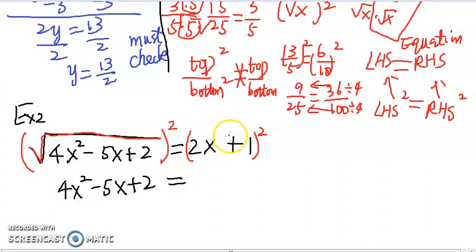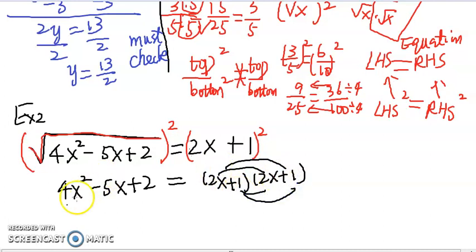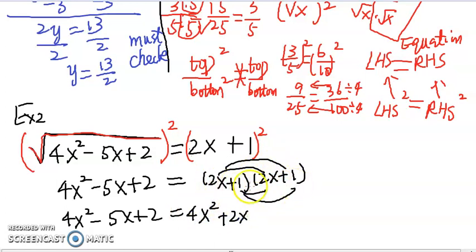Now on the right-hand side, we have to be a little bit careful. You cannot distribute the exponent to both of them because it's plus. We can only distribute the exponent when it's a multiplication or division in the base. So we have to do 2x plus 1 times 2x plus 1, 2 copies. And you can either do FOIL or distribute. So on the right-hand side, when we simplify that, we will get 2x times 2x, 4x squared. And 2x times positive 1, that's the 2x. And 1 times 2x, that's another 2x. And 1 times 1, which gives us a plus 1.